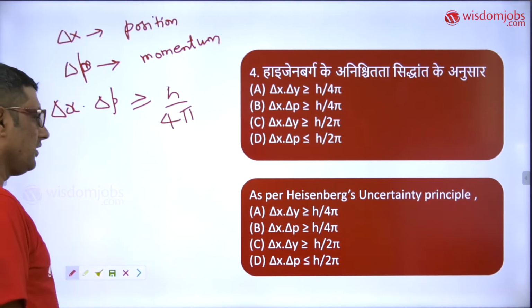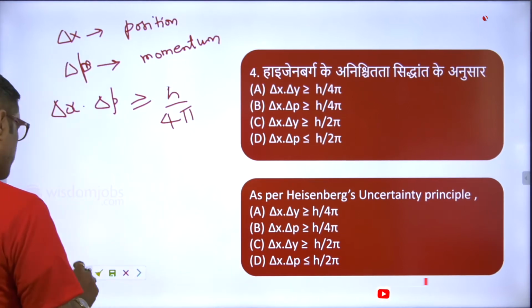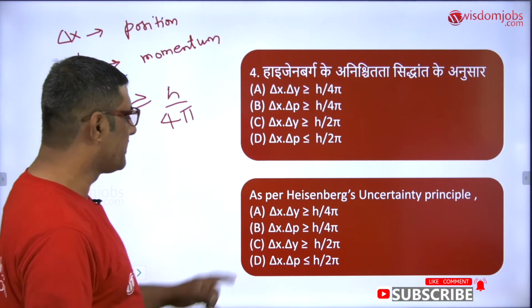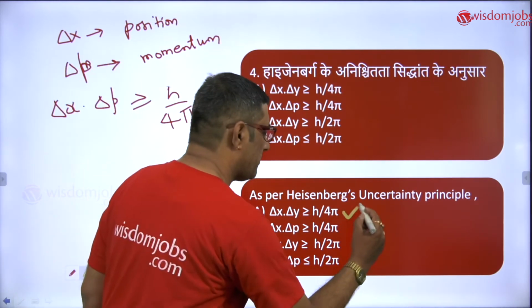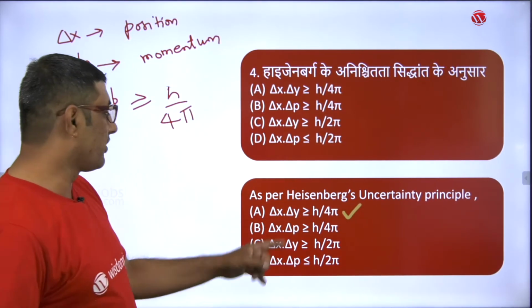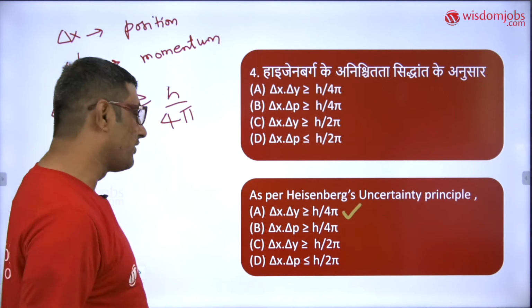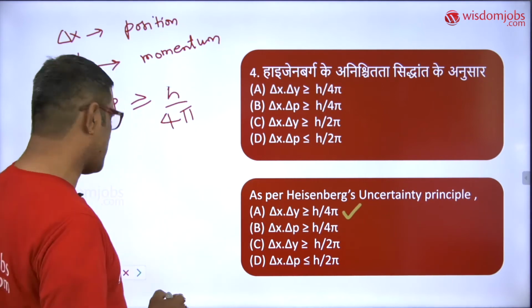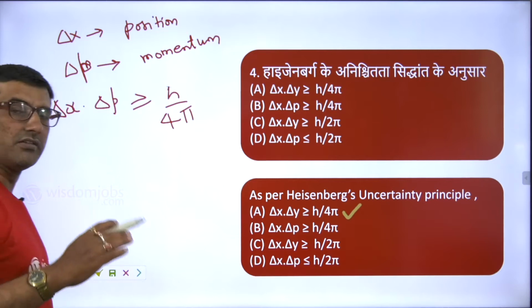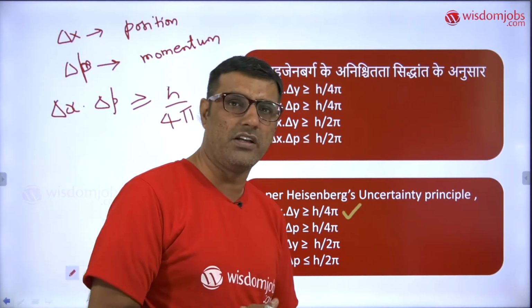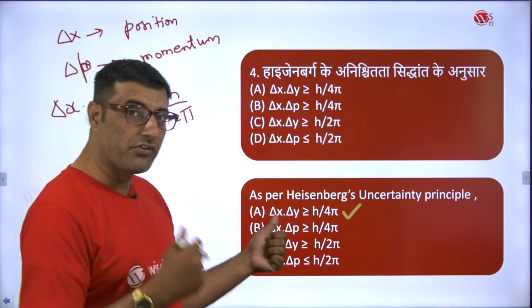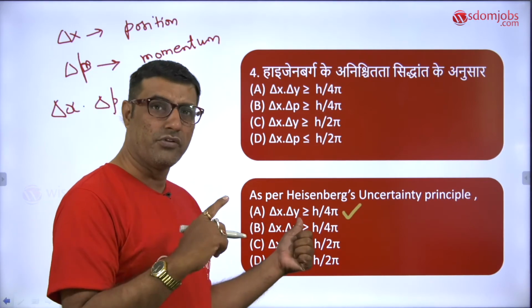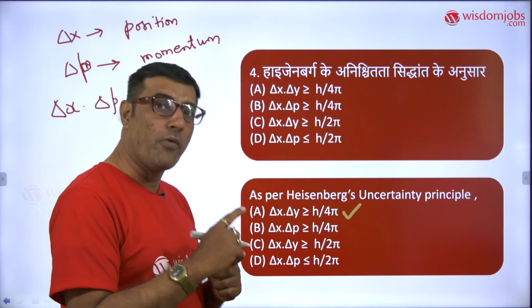Okay, now if I check the options for you, delta x into delta y is greater than or equal to h by 4 pi, this is acceptable. Next, here he has given you one confusing point, delta x into delta y. The setter of the question is so clever that you might get confused here. So don't get confused and don't overlook the question.